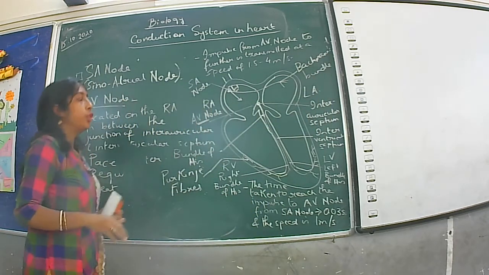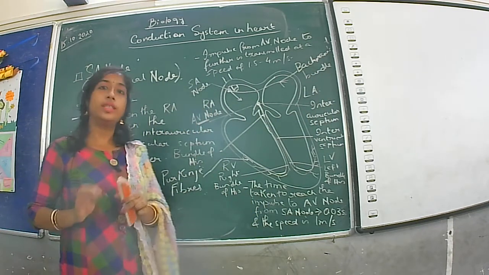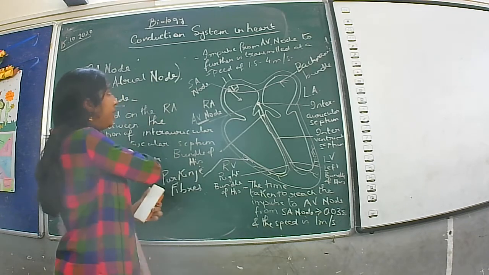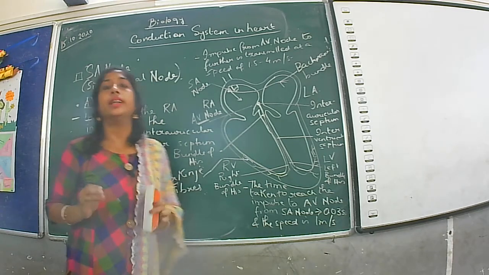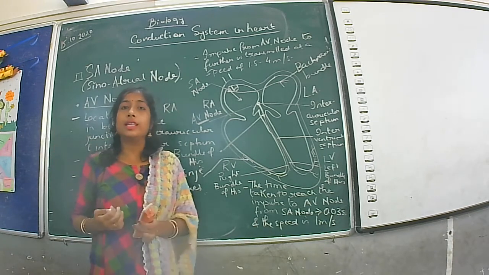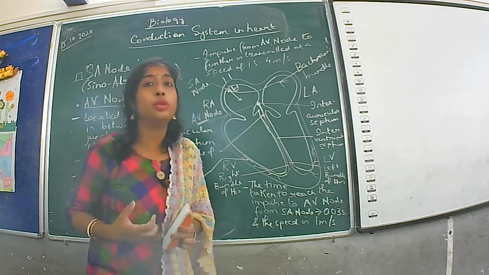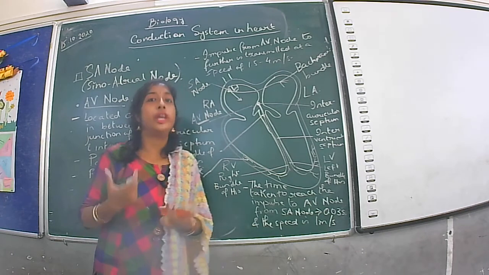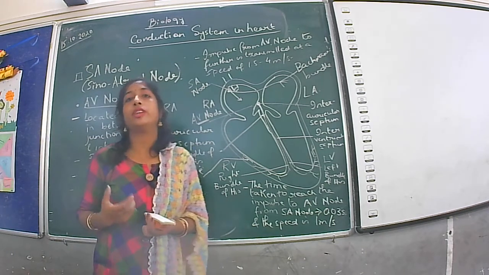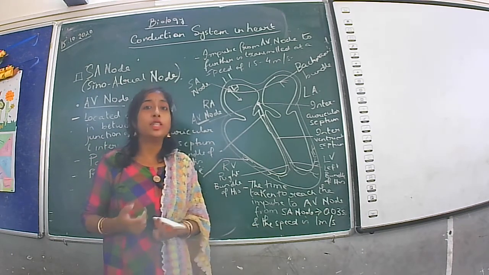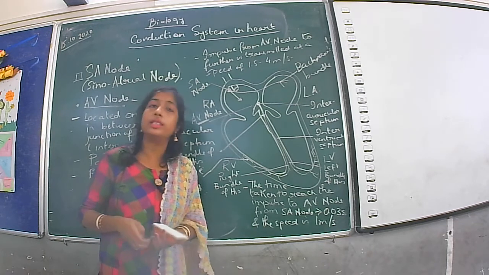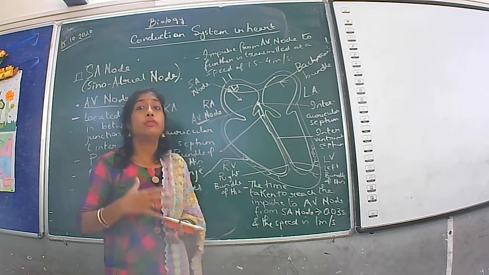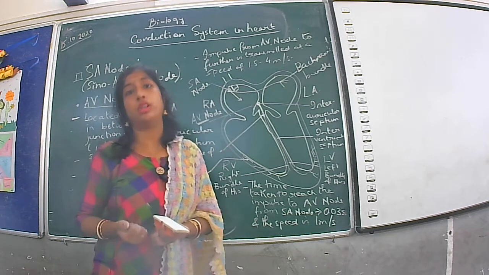Okay, so let me sum up once again. What is happening? First of all, we are studying the conducting system. In the conducting system, we have understood how the impulse is being generated, and how it is transmitted through the walls of the auricles and ventricles, and how it helps in contraction of the heart.